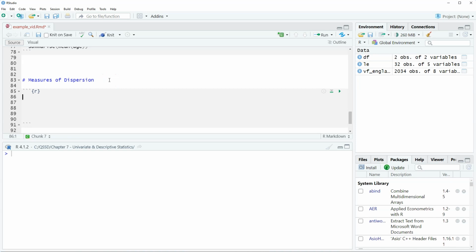Anyway, what are measures of dispersion? Measures of dispersion tell us how the data is spread around the mean. How spread out is the data? It's like trying to come up with a metric for what the frequency distribution looks like. How spread out is everything? We're going to talk about two different ones, the variance and the standard deviation. The variance we can define as a measure of dispersion around the mean.